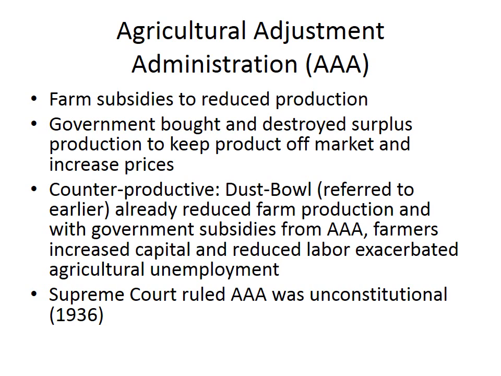Okay? Now, the problem is, as you see here, it's counterproductive. The Dust Bowl referred to earlier already reduced farm production. With the government subsidies from the AAA, farmers increase capital and reduce labor. Okay? What they do with the subsidies, in other words, is they buy capital equipment that allows them to produce both more cheaply, reducing their cost of production, and with fewer laborers. And so it's counterproductive. Ultimately, the Supreme Court in 1936 will rule that the Agricultural Adjustment Administration is unconstitutional, okay, because the government doesn't have the authority to do this under the Constitution.